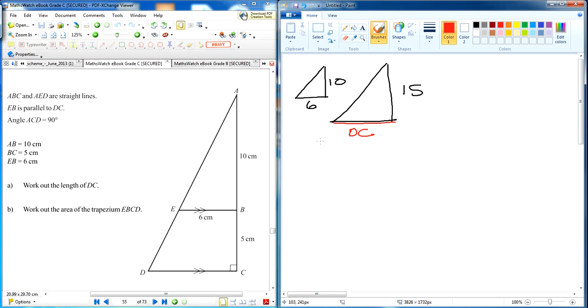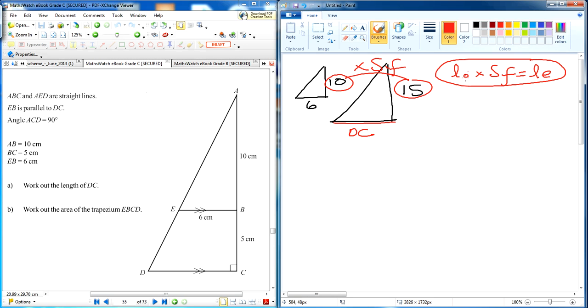Now, in order for us to work out DC, we have to work out the scale factor. So we look at two corresponding lengths and work out what the scale factor was. So the length of the original times by the scale factor is equal to the length of the enlarged. Okay, now what is the length of the original? It is 10. Times by something is equal to 15. So that something is equal to what? 1.5. So that's our scale factor.